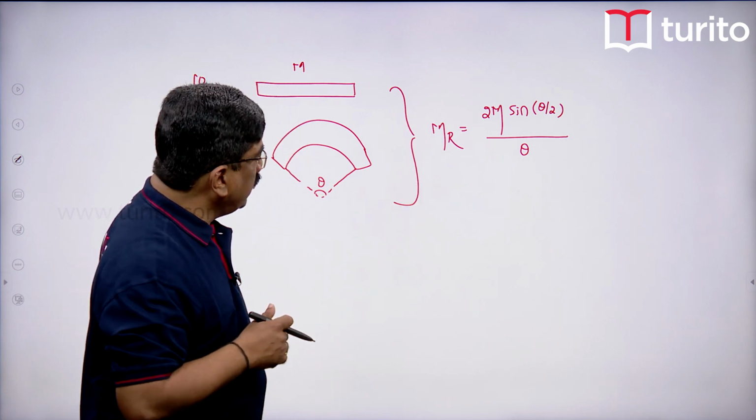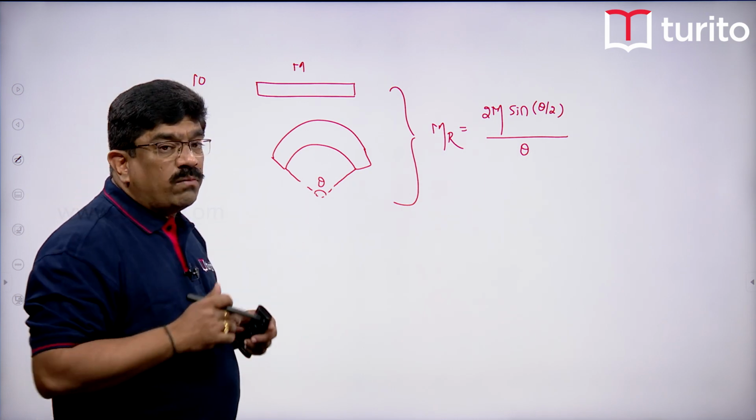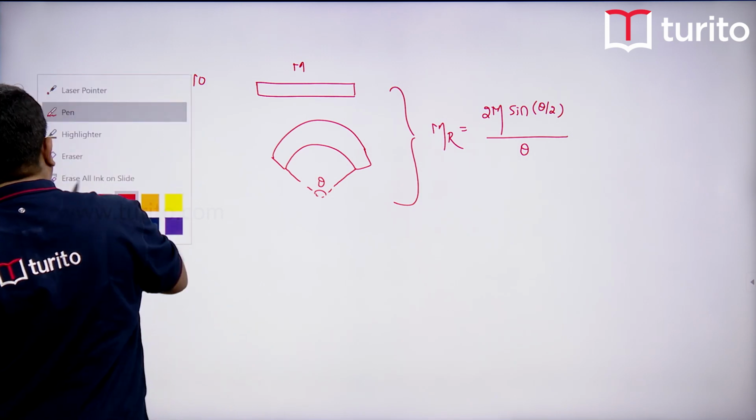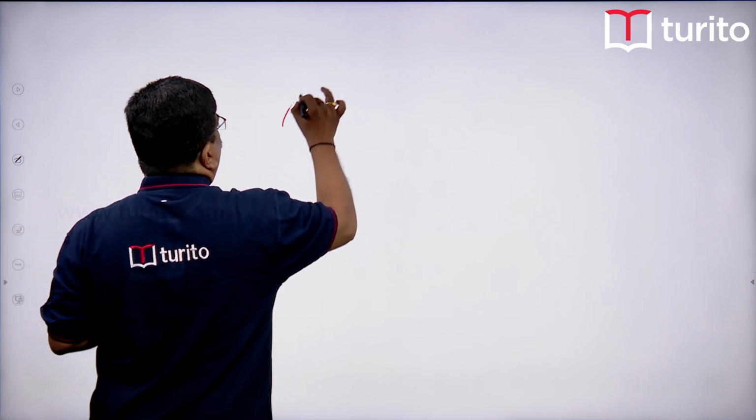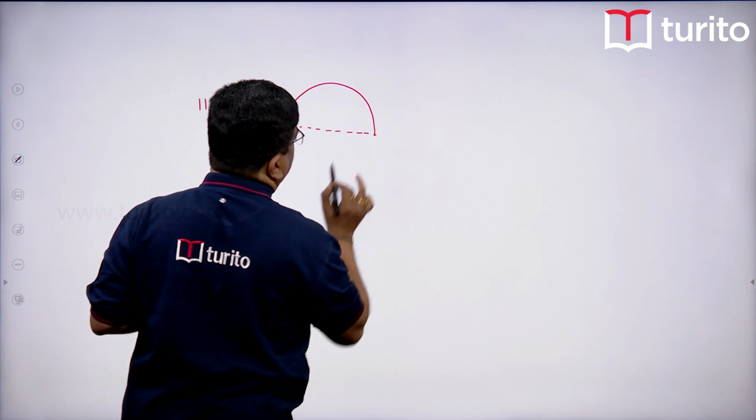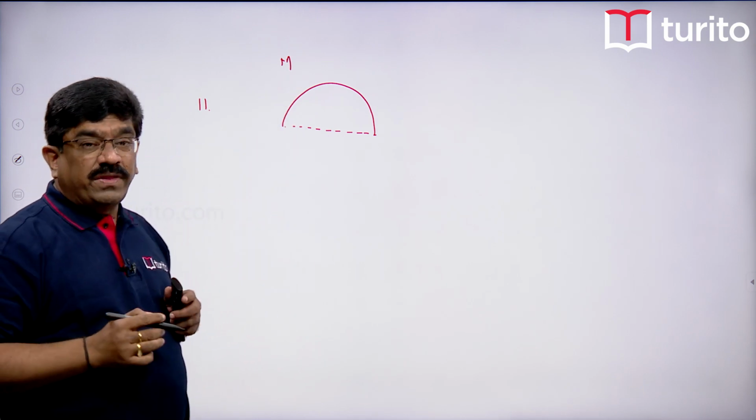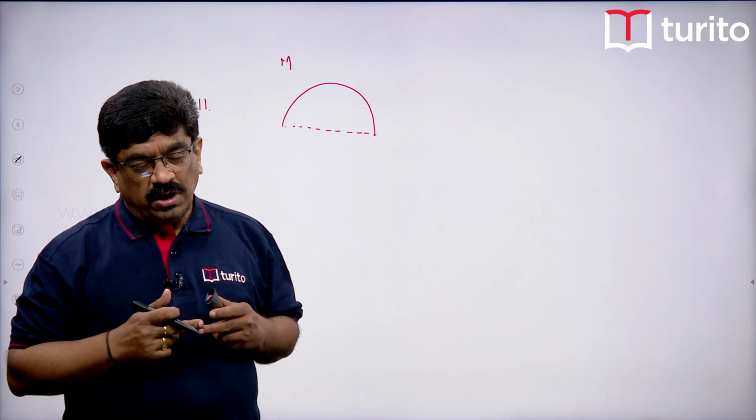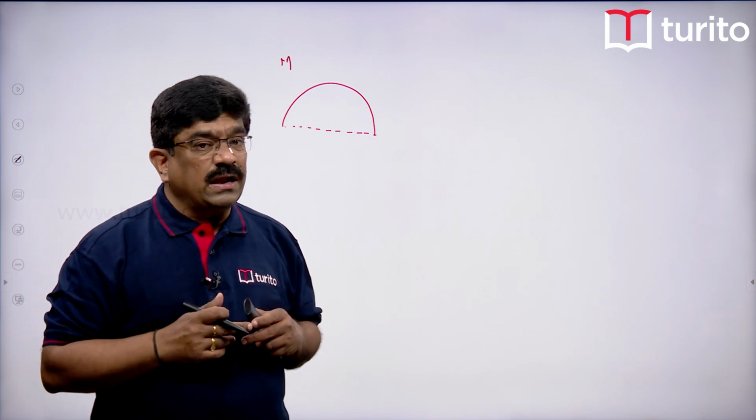And related to this, the most common question: when a bar magnet is bent in the form of a semicircle, what will be the final magnetic moment? That is the most standard question. In the problem, if it is mentioned that the bar magnet is bent in the form of a semicircle, before we bend it, when the magnet is straight, the magnetic moment is M, the initial magnetic moment. Now the magnet is bent into a semicircle; what will be the final magnetic moment?